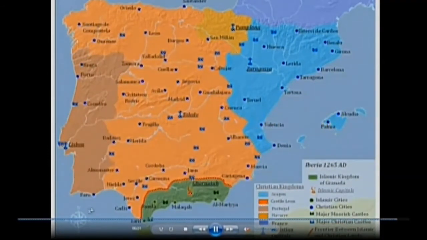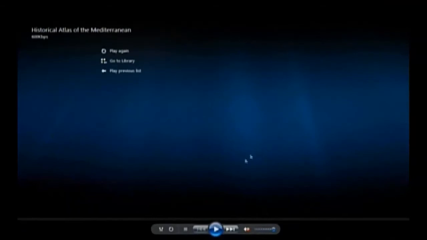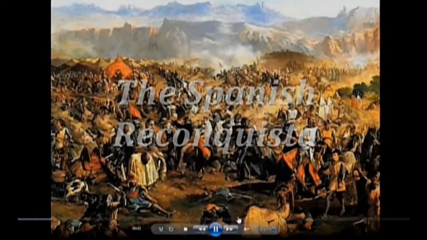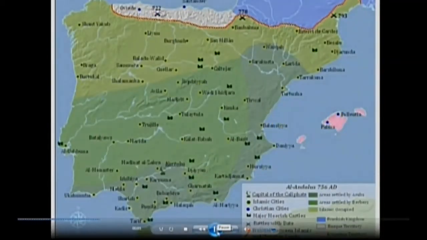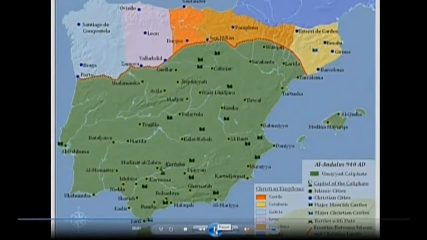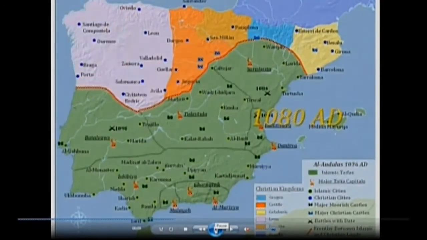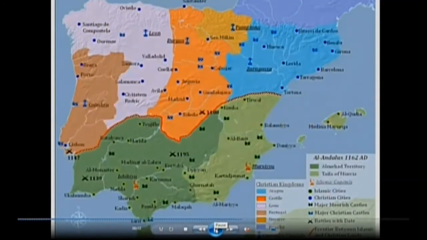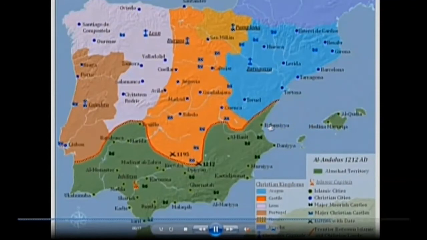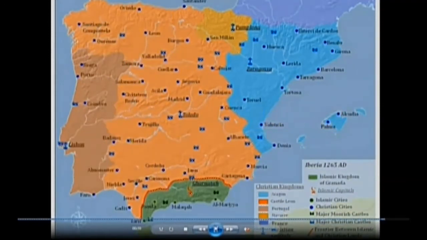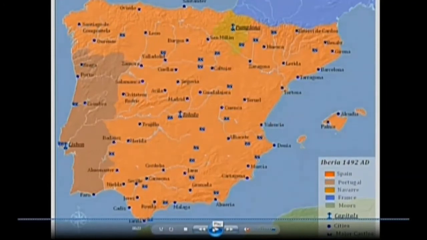By 1250, they're down to that, and guess what happens in 1492? It's worth replaying that a bit because something very quickly happens in 1492. The Reconquista takes several hundred years, right? Here we're at 940, 1080, right? The green is being pushed further to the south as in 1160, these areas are again pushed further to the south, and down here in 1212 AD, 1250 AD, 1492.